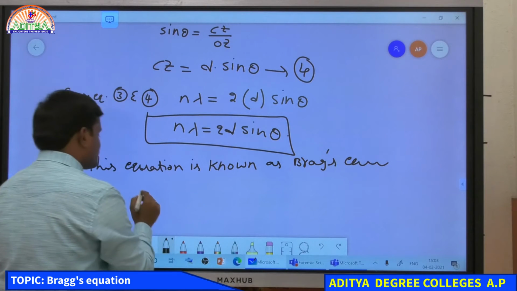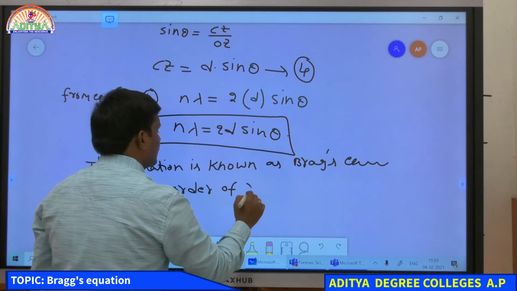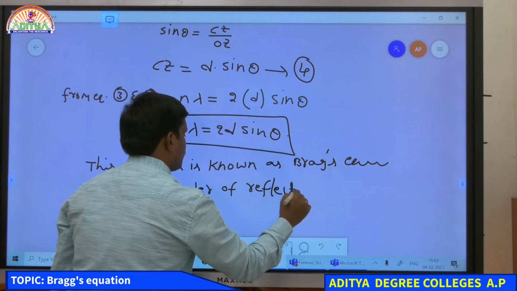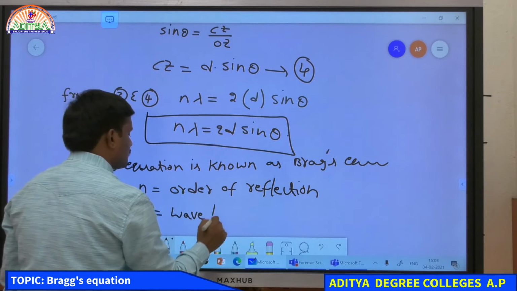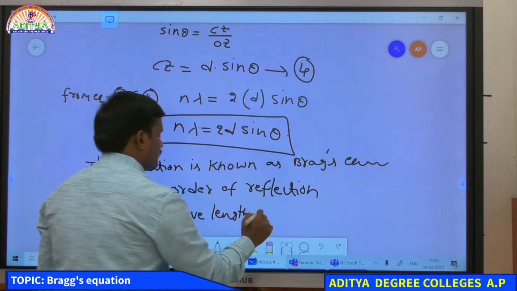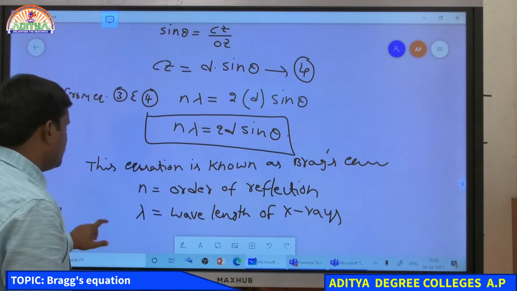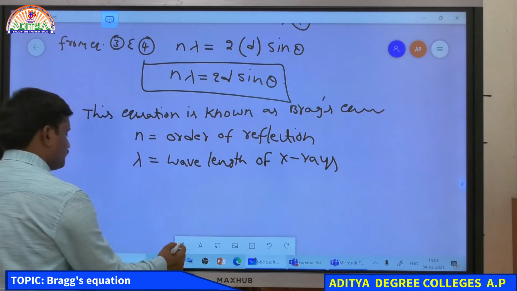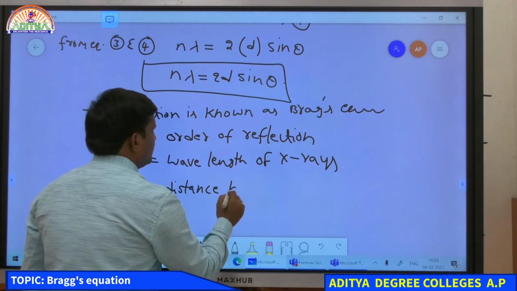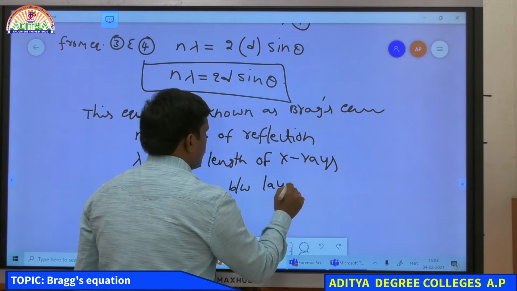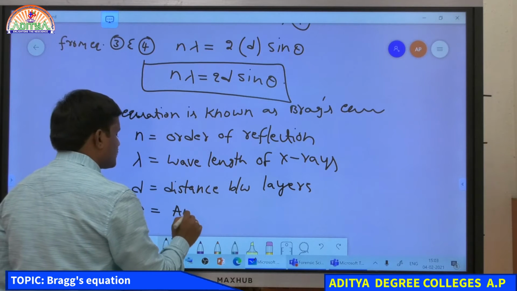So here n is nothing but the order of reflection, and lambda is nothing but the wavelength of X-rays. And d, so what is d? Distance between the layers. And finally theta, so what is theta? Theta is nothing but the angle of reflection.